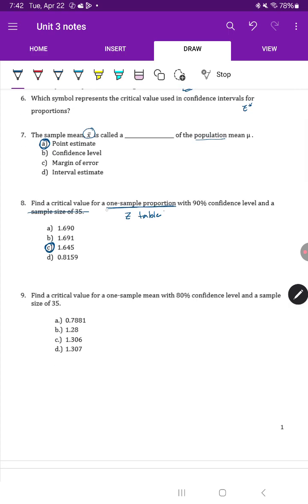Find the critical value of a one sample proportion with 90% confidence. Critical values come from our table. If it is a z, or if it is a proportion, we use our z table. At the bottom of your z table, it says critical values, and you would look at 90% confidence and see that it was 1.645.